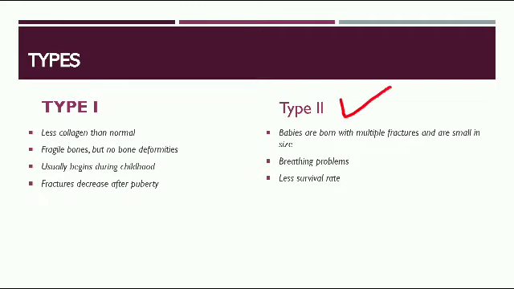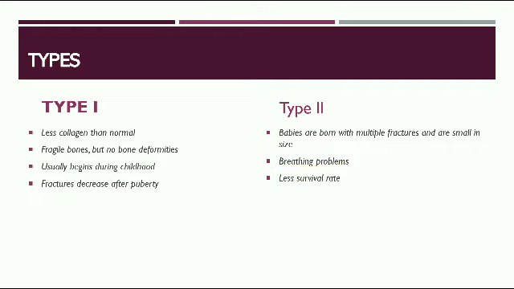Now going to type 2. The type 2 babies are born with multiple fractures and are small in size. So the babies which are born with type 2 OI are small in size, and at birth they will be having multiple fractures. They will also be having breathing problems, hence it leads to a low survival rate of the child.